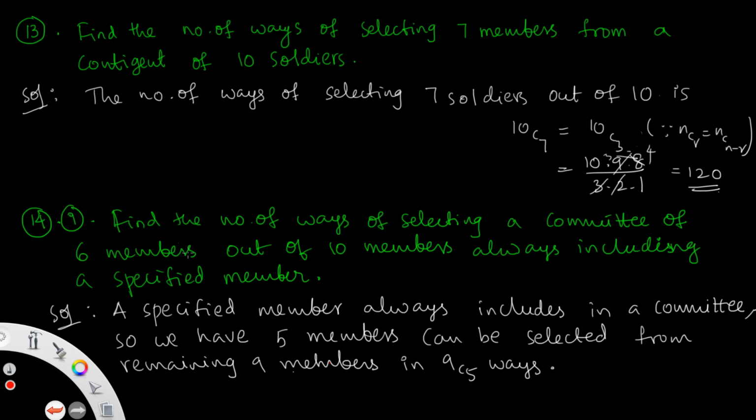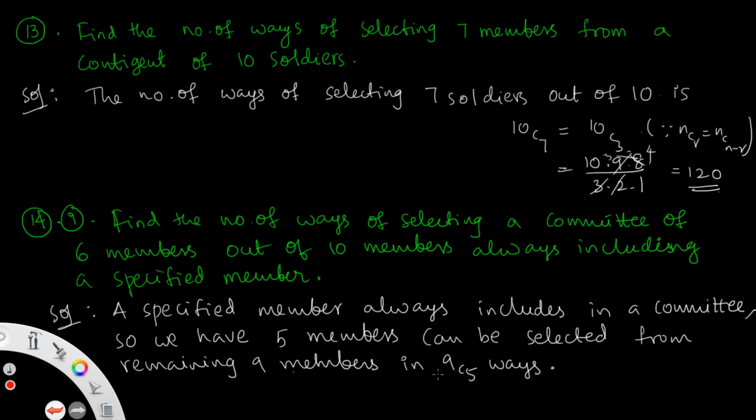Find the number of ways of selecting a committee of 6 members out of 10 members, always including a specified member. The committee has a condition: a specified person is always included. Suppose you think of that person as a VIP. That VIP person is always in the committee. The committee has 6 members, and in these 6 members the VIP should always be there.